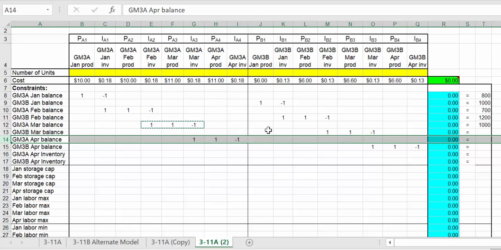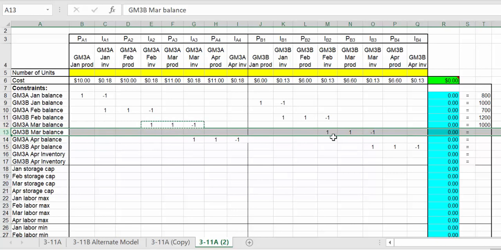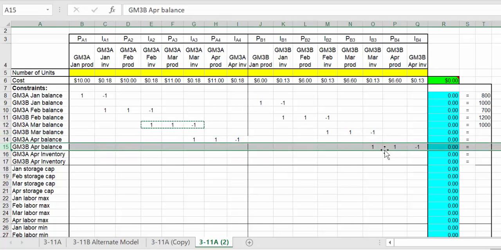And let's just check that for motor B for March. So motor B for March, it's hitting the ending February inventory, and then plus the production. So those two together gives us what we have to sell. And then lastly, for April, for motor B, we've got March ending inventory plus April production, which will give us what we have to sell. And again, it's got to equal our constraint.